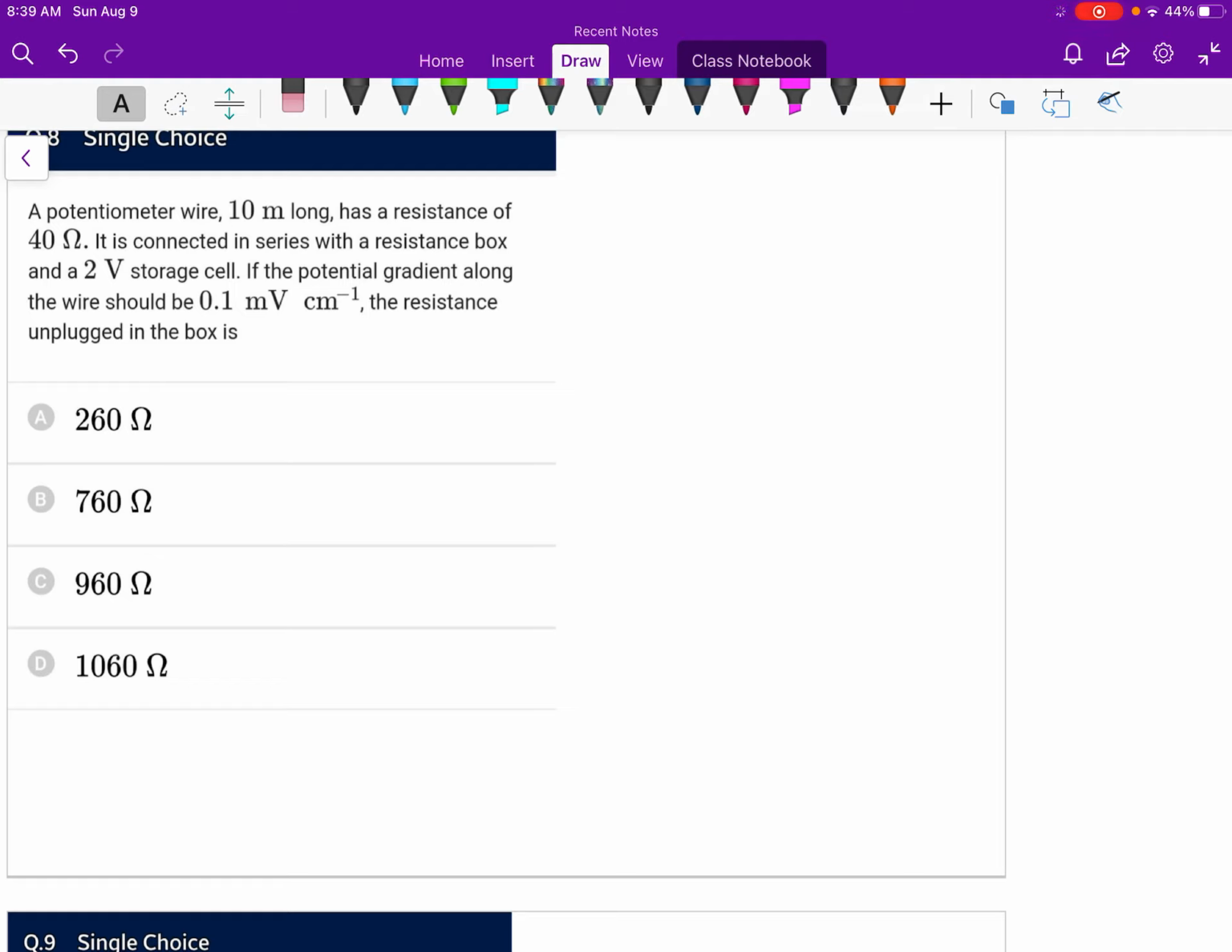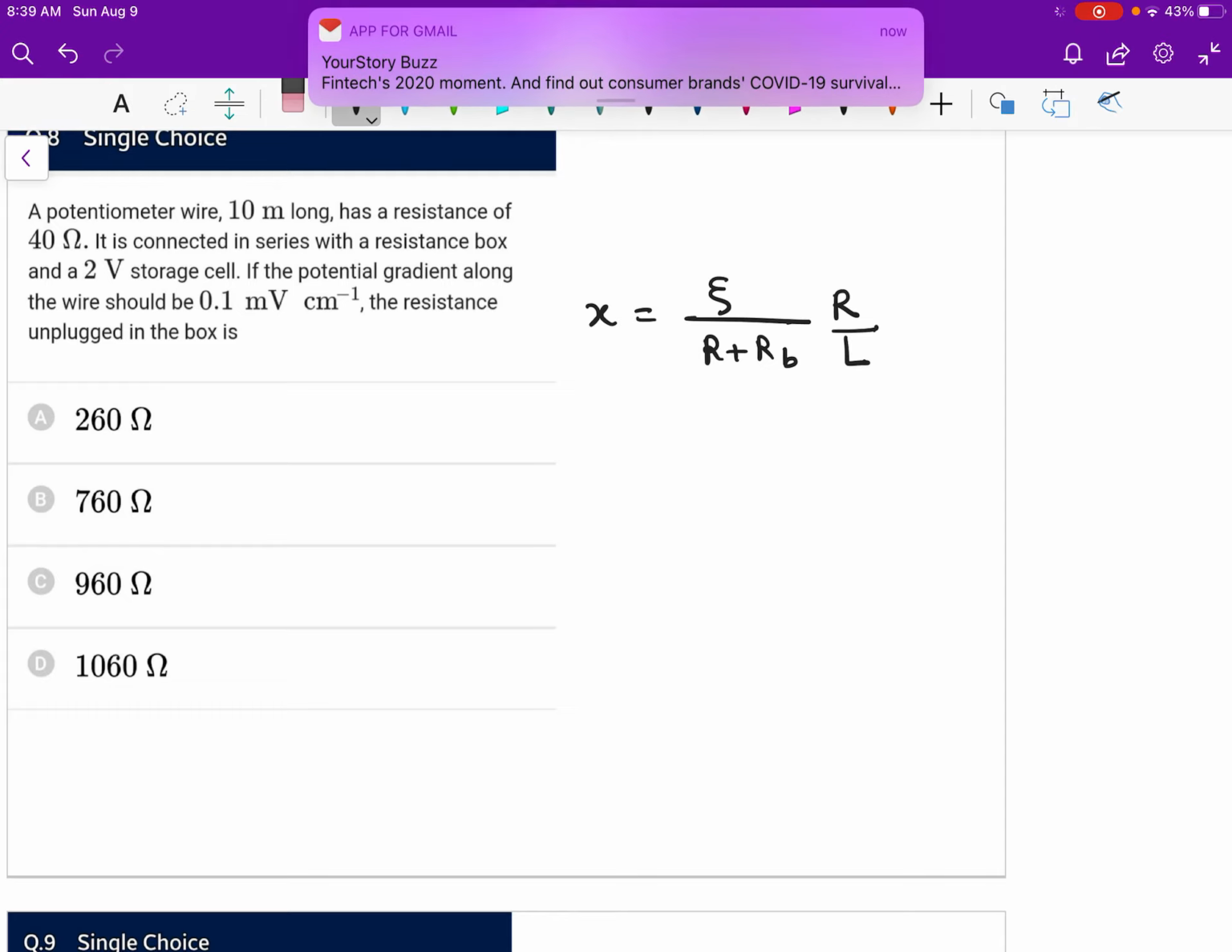A potentiometer wire of length capital L and resistance capital R is connected in series with voltage E. Potential gradient is this, then resistance unplugged in the box, resistance box RB. So potential gradient is E upon capital R plus RB, this is electric current into capital R, this is potential drop across potentiometer wire upon L. This is potential gradient. Okay, so X is 0.1 millivolt per centimeter.